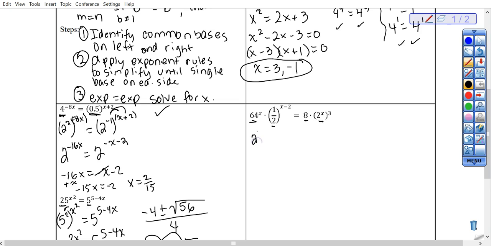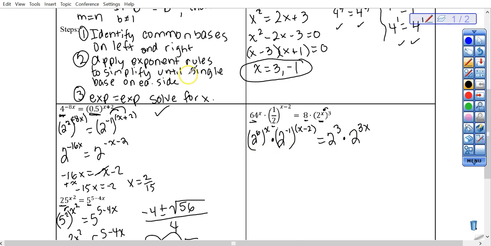64 is the same as 2 to the 6th power to the x power. So we're just replacing 64 with 2 to the 6th. 1/2 is the same as saying 2 to the -1 power, and we'll raise that to the x minus 2 power. Put a parentheses around that quantity. 8 is 2 cubed. We'll substitute that in. And then this is already a base 2, but let's go ahead and use our power rule here to the 3x. All right, so we have identified common bases on the left and the right.